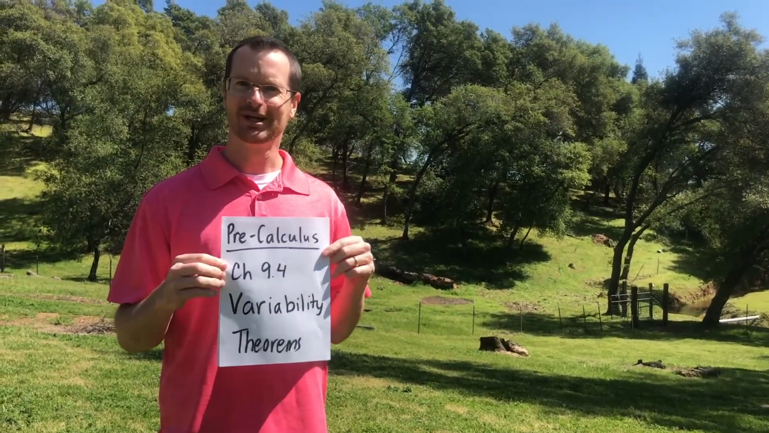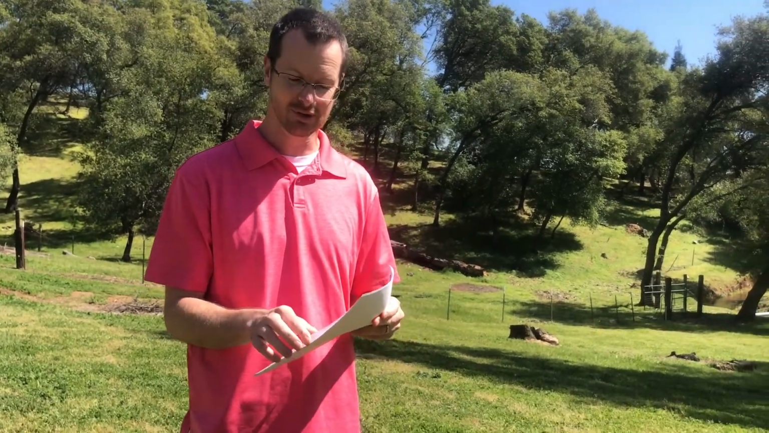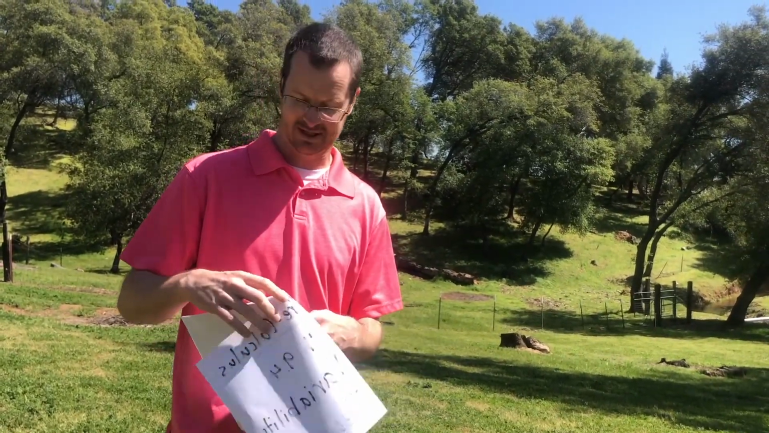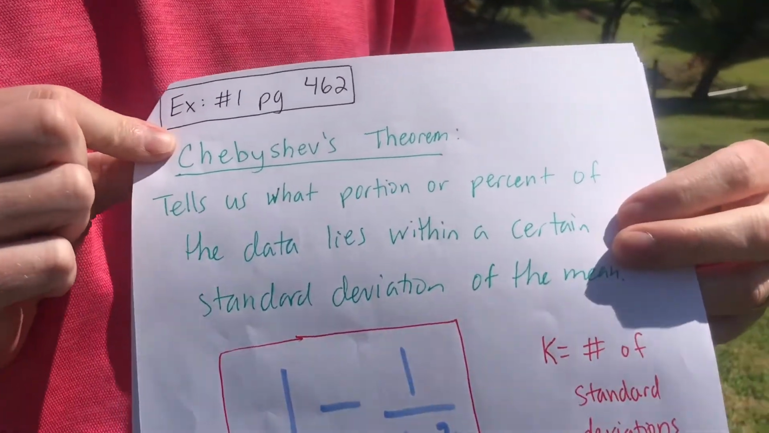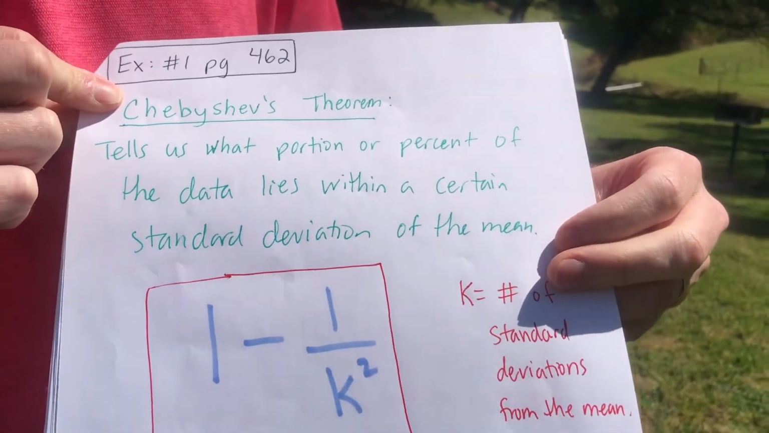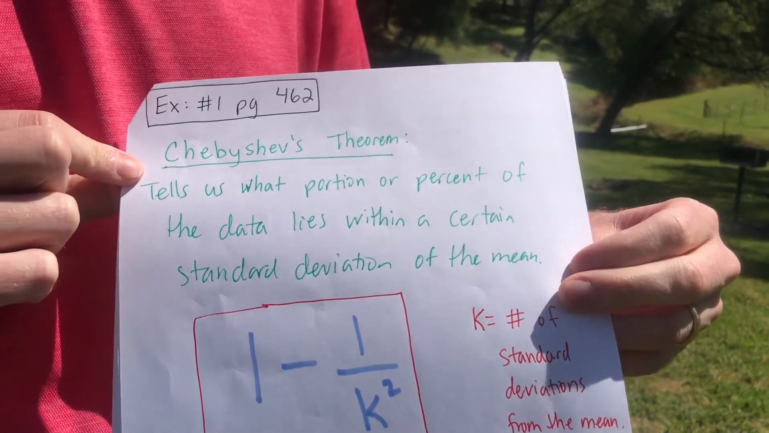Well, hello, pre-calculus class. Today we're going to be learning chapter 9.4, variability theorems. The first theorem we're going to learn is called Chebychev's theorem. If you look there on page 462, example number 1, Chebychev's theorem tells us what portion or percent of the data lies within a certain standard deviation of the mean.